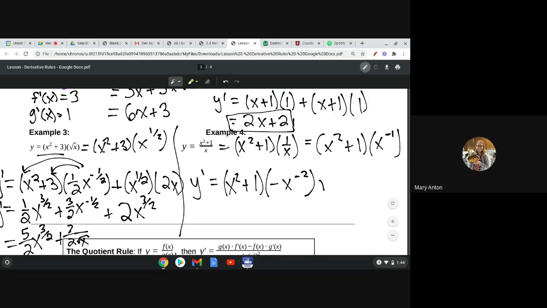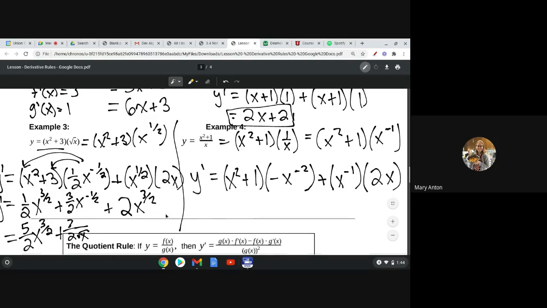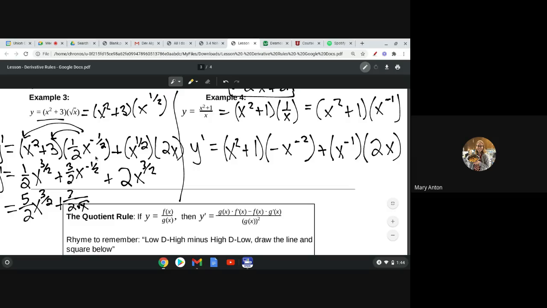Plus 1 over x, or x to the negative 1, times the derivative of x squared plus 1, which is 2x. That's where you got the 2x. And you can leave it like that, or you can simplify by saying this is really just negative x squared plus 1 all over x squared plus 2.